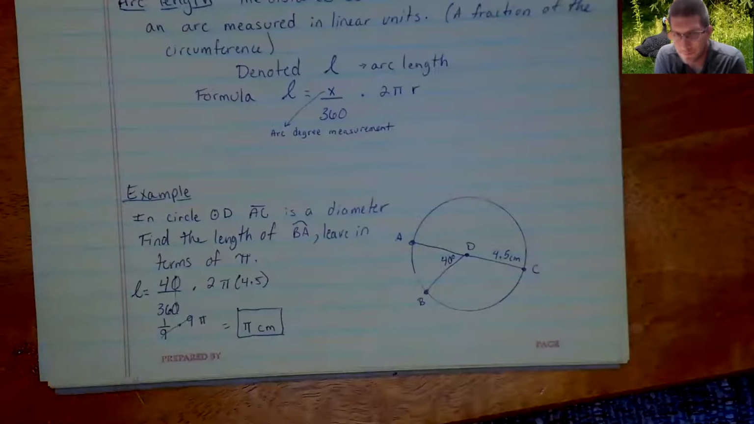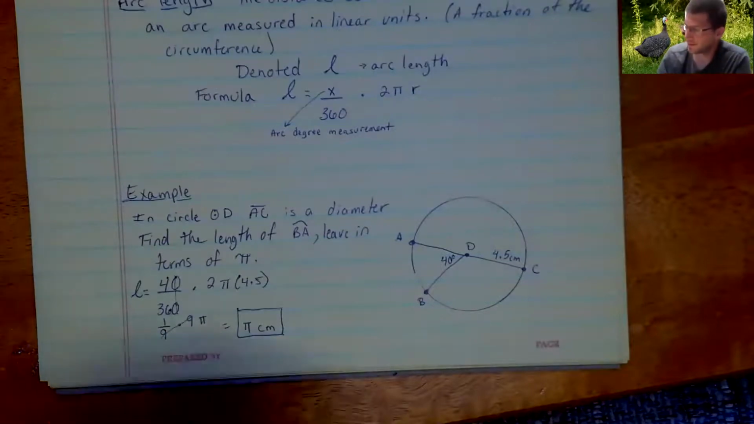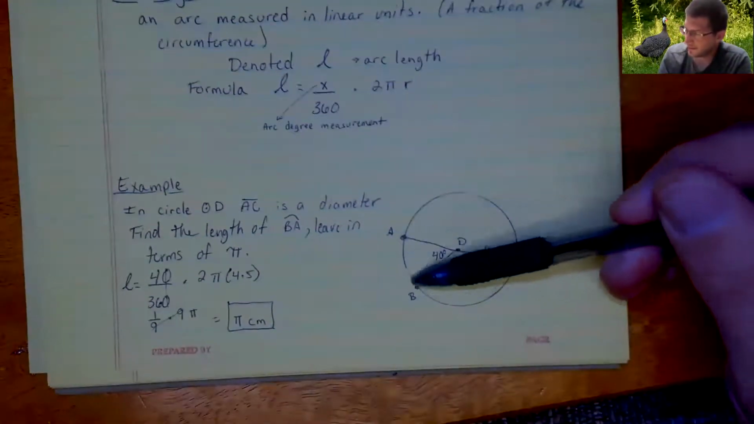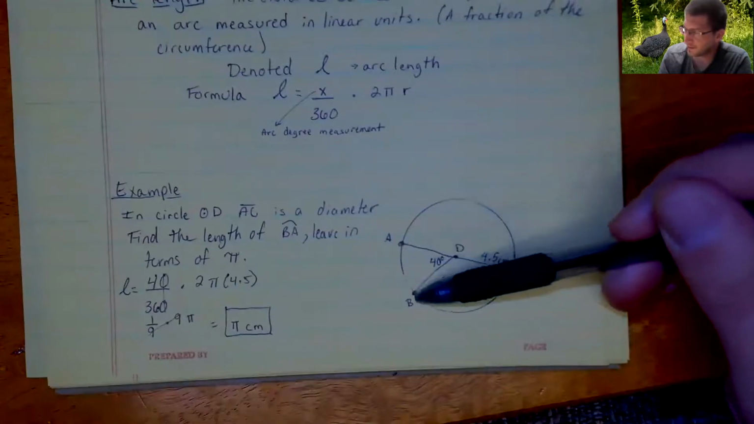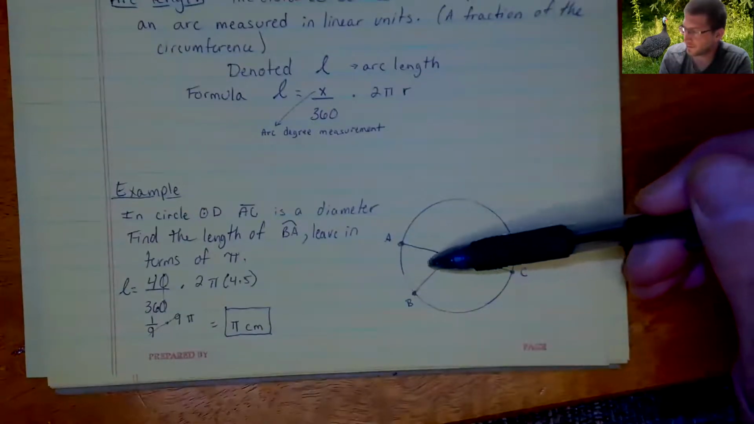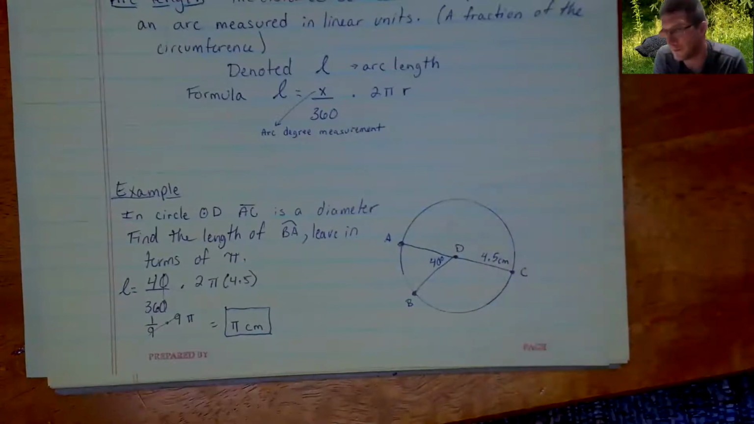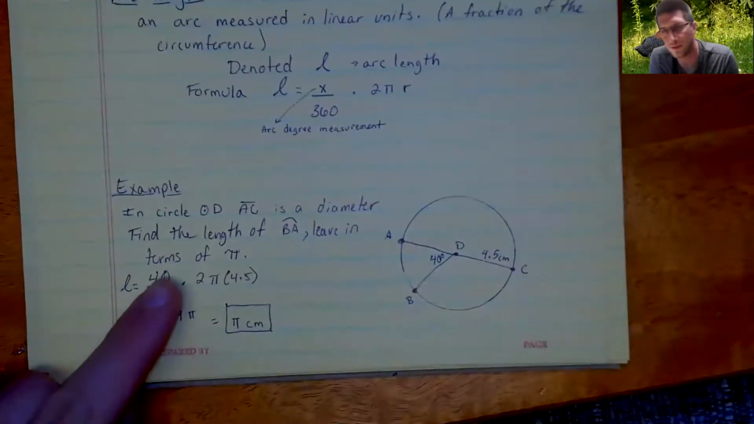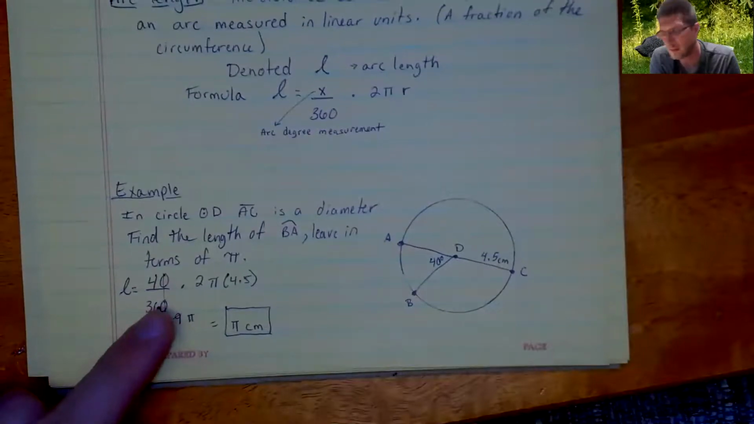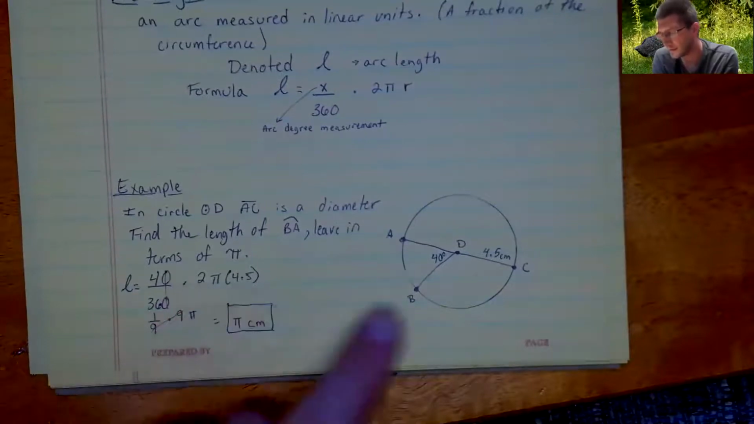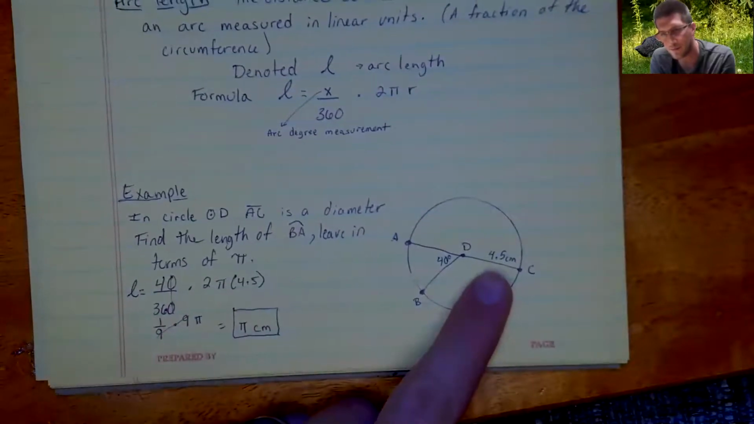So for this one, if I'm trying to find this arc length BA, right? BA is right here. That's a 40-degree central angle, which means the arc measurement will have a 40-degree measure as well. So my angle is 40 out of the total 360. Multiply it by the circumference, 2 times pi times r, and the radius they gave me over here is 4.5.